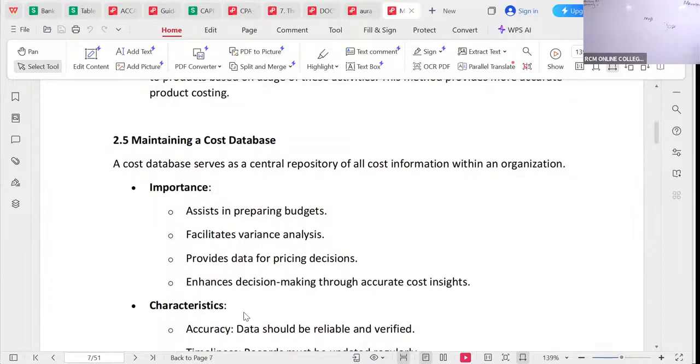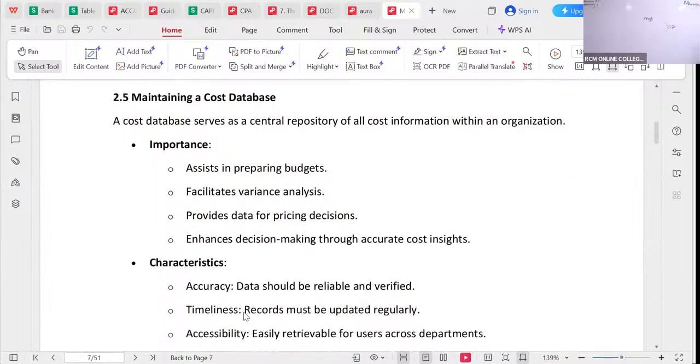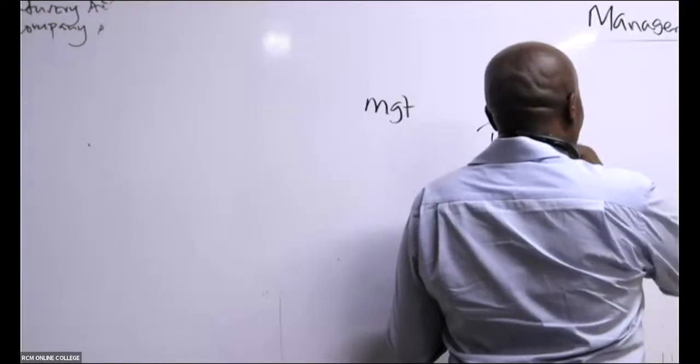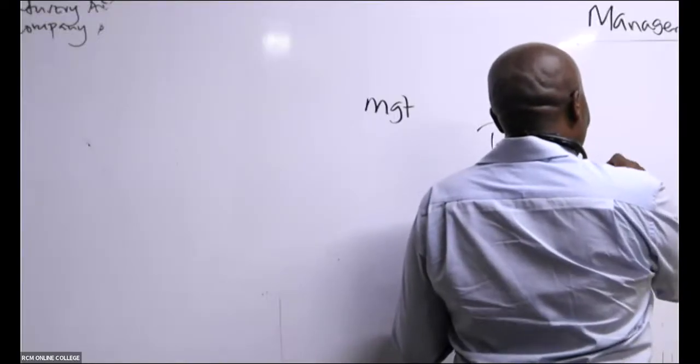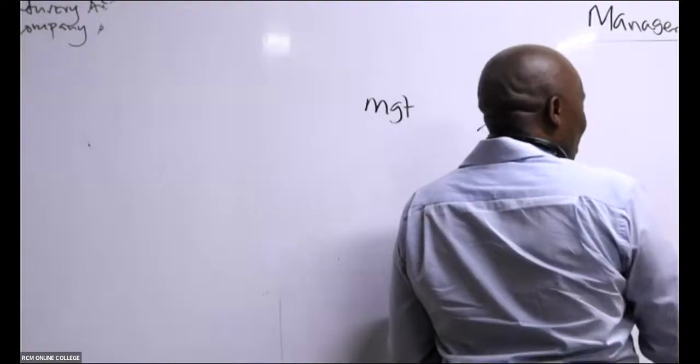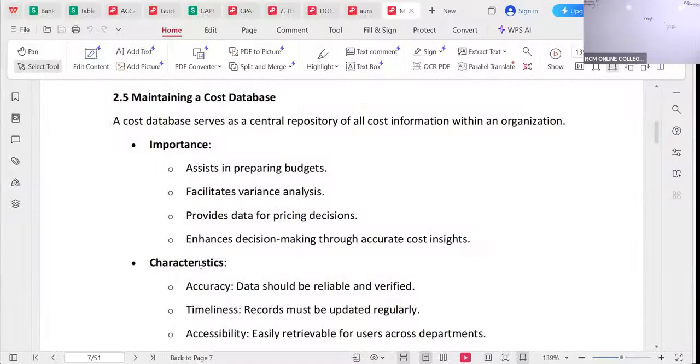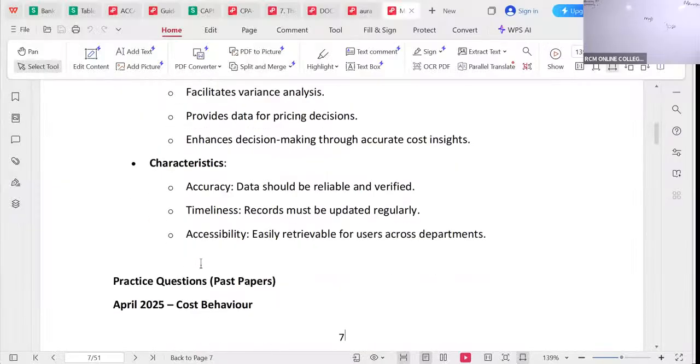Characteristics of a good cost database. It shall be accurate. It shall be able to give us information on time, so that when you query it using what we call MySQL, you're querying this like the IBC database. How many times did Jose Camago get to this database? It should be able to return this on a timely basis, yes. Otherwise, it will not be friendly to us in terms of making decisions. It should be accessible, easily retrievable for users across your departments.